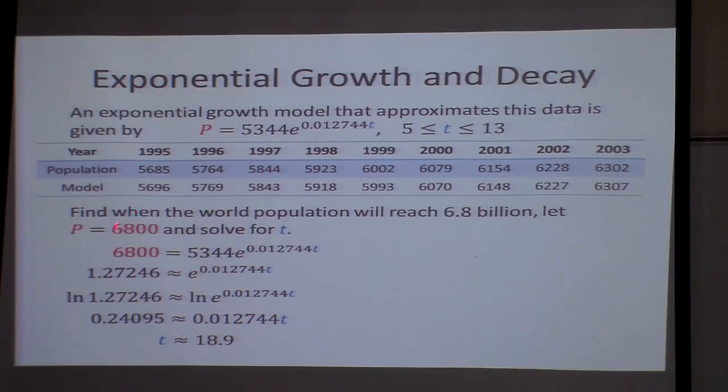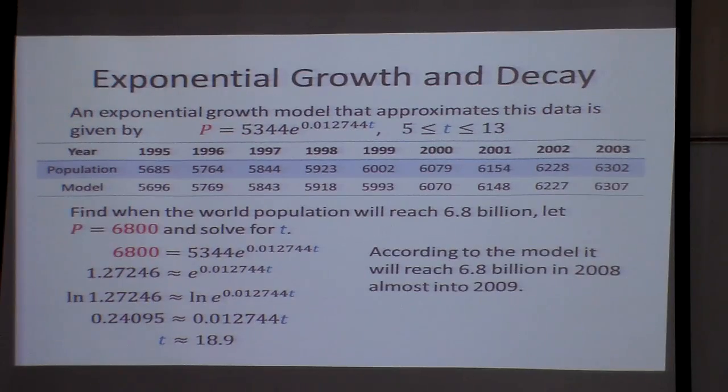Now remember, we started in 1990. So if I add 18.9 to 1990, it will happen very close to 2009. It happens in 2008, but very close to 2009 because 18.9 is almost 19. So that's when the world's population should have reached 6.8 billion. I know we just passed 7 billion rather recently.